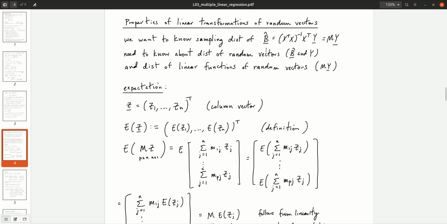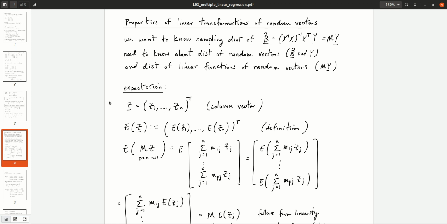So in order to figure out the distribution of this vector B hat, we're going to need to know something about the distribution of random vectors, meaning B hat and Y. And if we know the distribution of Y, we're going to need to know how to get the distribution of a matrix times Y, or a linear function of that vector. Okay, so let's start with the expected value of a vector.